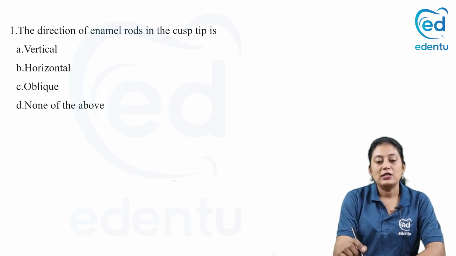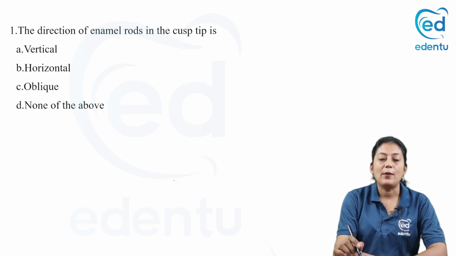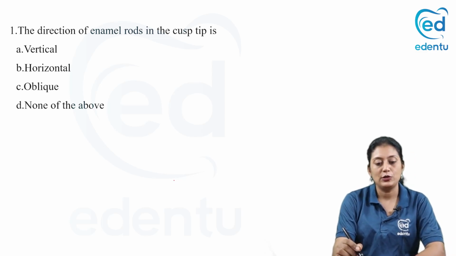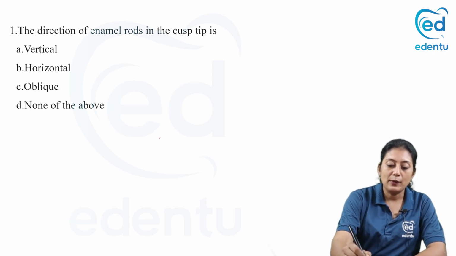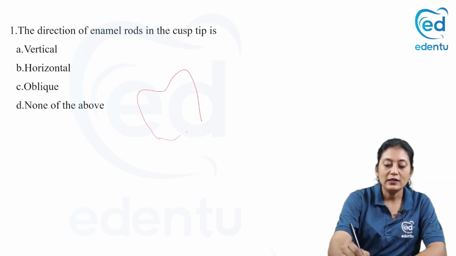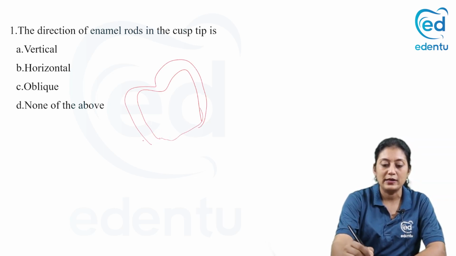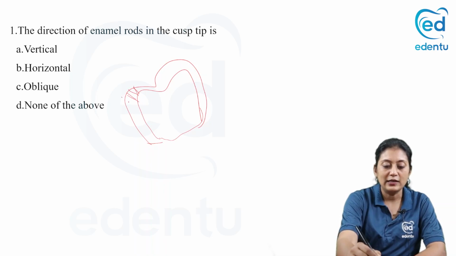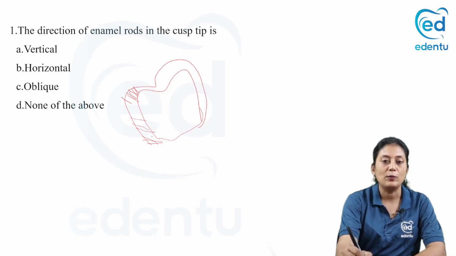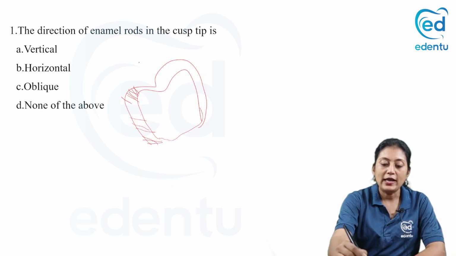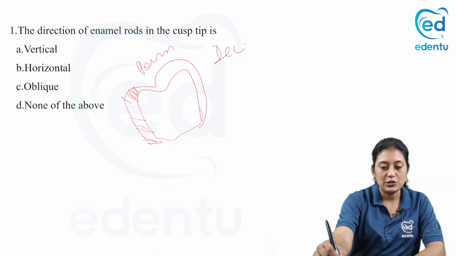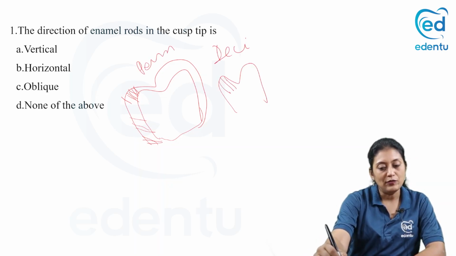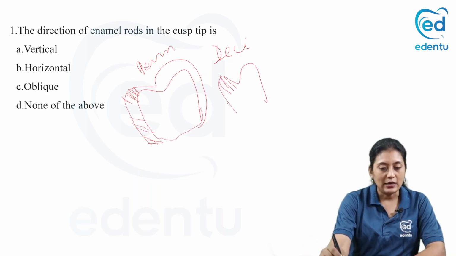I've already mentioned in the enamel class that the direction of enamel rods is different in different parts of the tooth. In permanent teeth, the direction of enamel rods in the cusp tip is vertical, whereas in the central part of the tooth, the middle third and the cervical portion, they run in an oblique direction. If you take a deciduous tooth, the cusp tip will be vertical only, no change. But in the central part and the cervical portion, it will be horizontal.